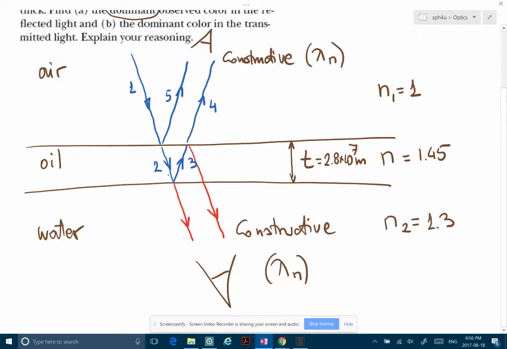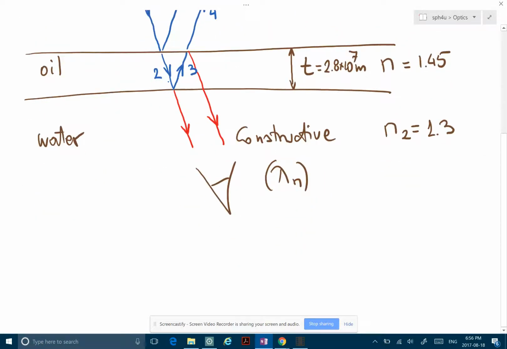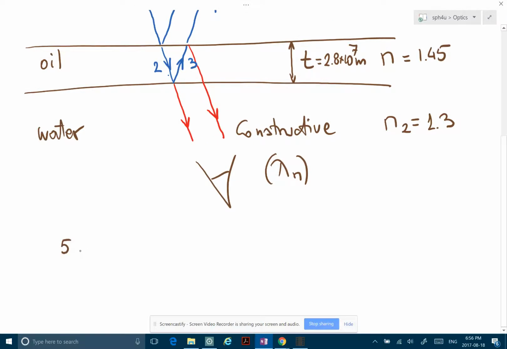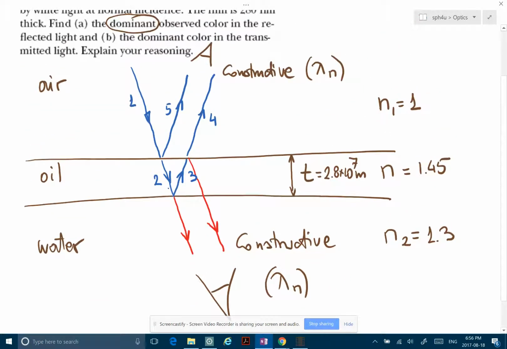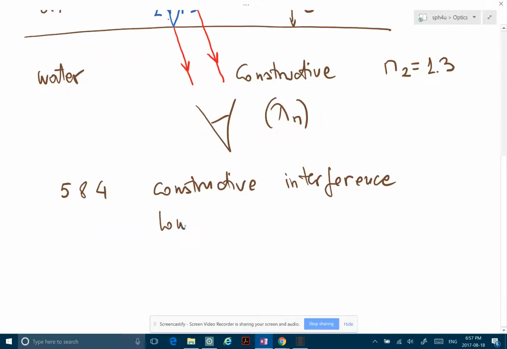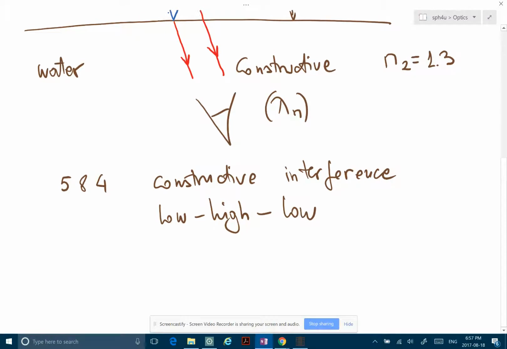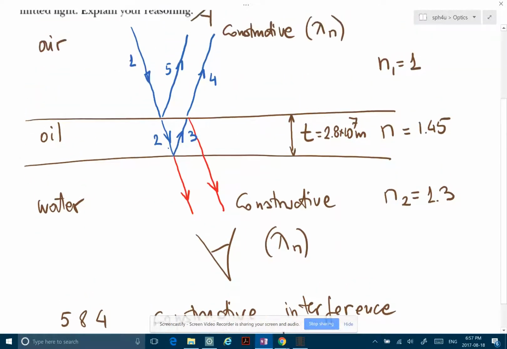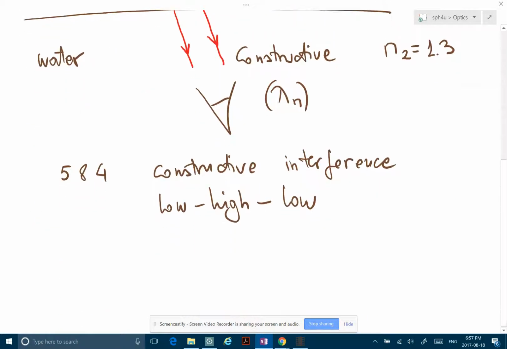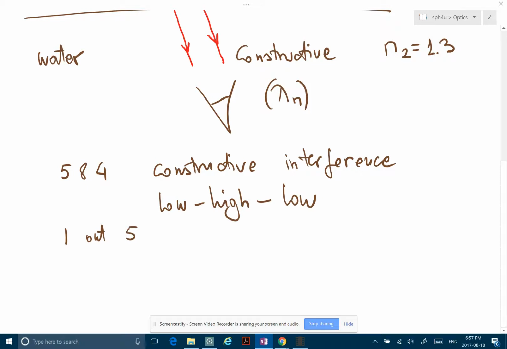So let's start. What we want is constructive interference, recall. So we have 5 and 4. Remember, we want to know whether they are in phase or out of phase. We're looking for a constructive scenario, constructive interference, and we're looking for the wavelength. So we are going from low to high index, and then to low again, from air to oil to water. So the 1 and the 5 are out of phase. Let's record that 1 is out with 5.